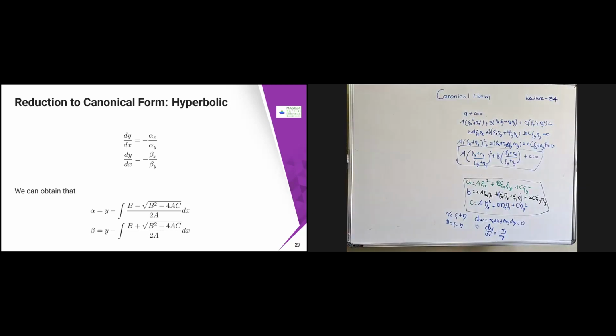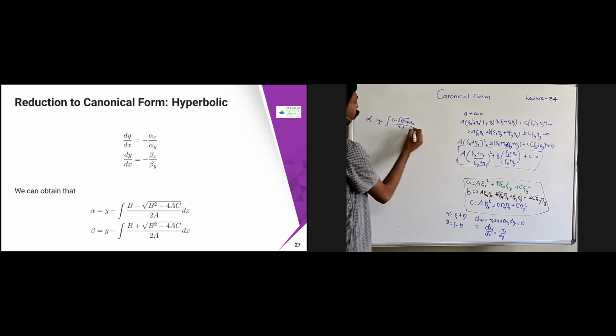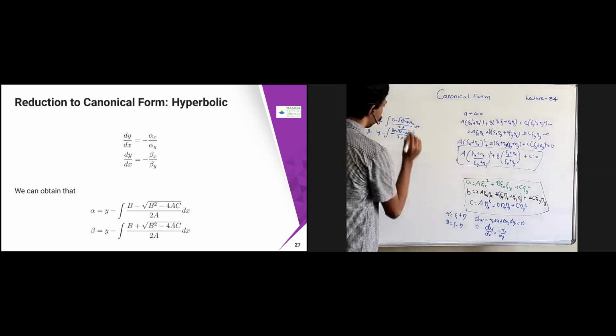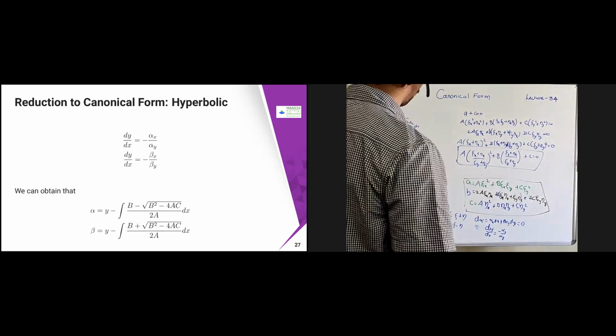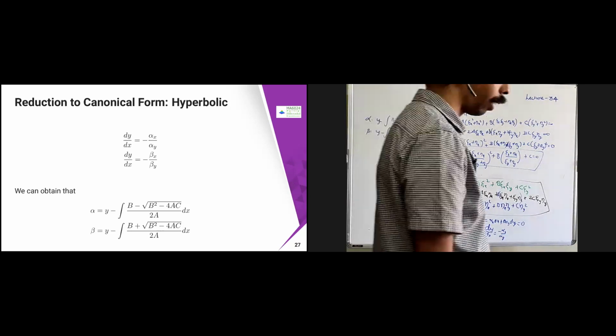So again, you substitute there. Some small changes will be there because in the other case we are having minus b into eta x by eta y, so here you are getting plus. So in this case, you are going to get alpha equal to y minus integral of b minus square root of b square minus 4ac by 2a dx. Similarly, beta equal to y minus integral of b plus square root of b square minus 4ac. Then if you want chi and eta, you can just add these two together and get chi, and if you want eta, you can subtract and get it.